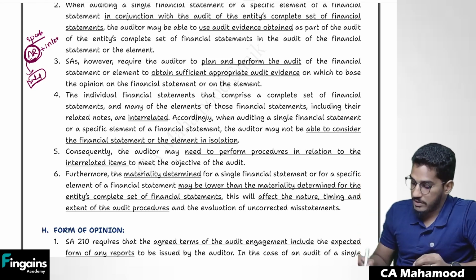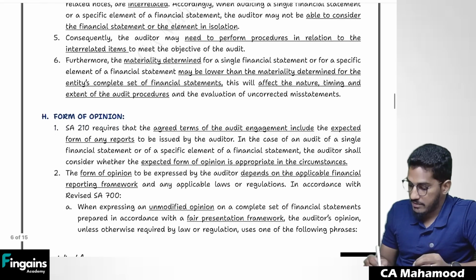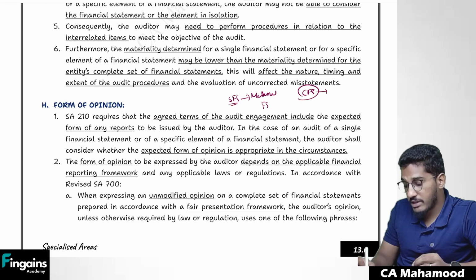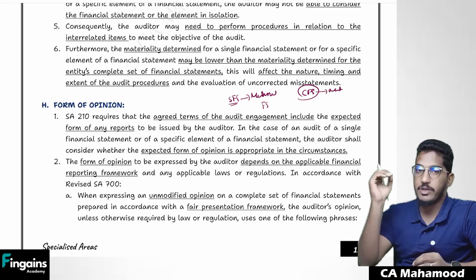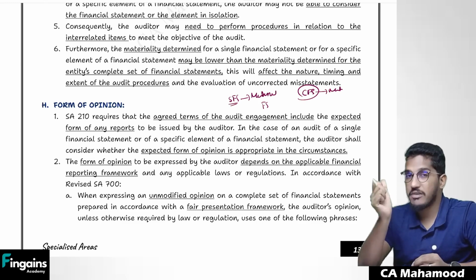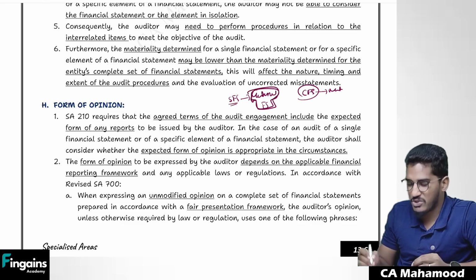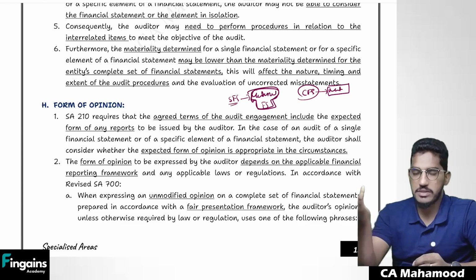And one more important thing here, materiality. If we are conducting audit of a single financial statement, we have to determine materiality for that single financial statement. For the complete financial statements also, there will be a materiality level decided. Tell me, where will the materiality level be lower, where will the materiality figure be a smaller amount? Whatever materiality level you fix for the single financial statement will generally be lower than the materiality level you have decided for the complete set of financial statements.